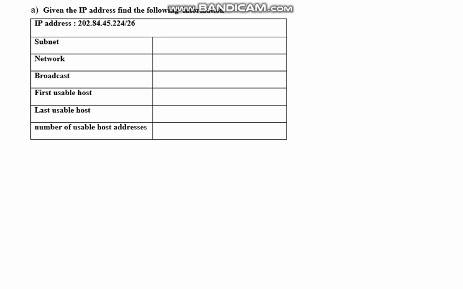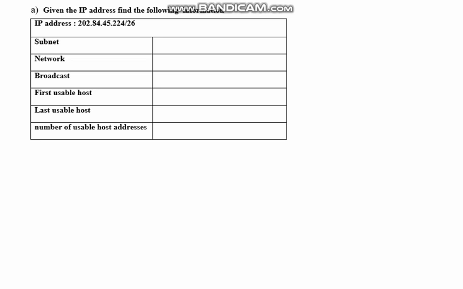Welcome back, guys. So in this tutorial, we will once again be trying to find out the network address, the broadcast address, the first usable host, the last usable host, and the number of usable host addresses given a particular IP address. But this time, instead of being given the subnet mask, we have been given the prefix mask. So the prefix mask and the subnet mask are the same way of representing the same information.